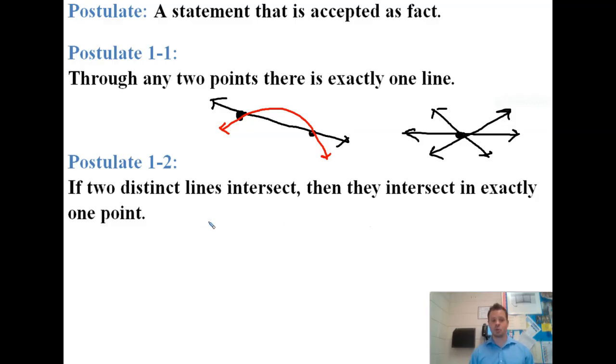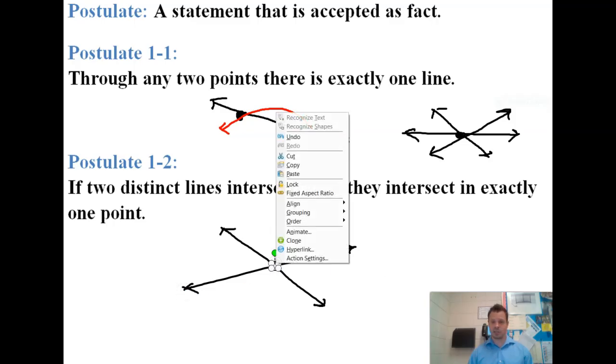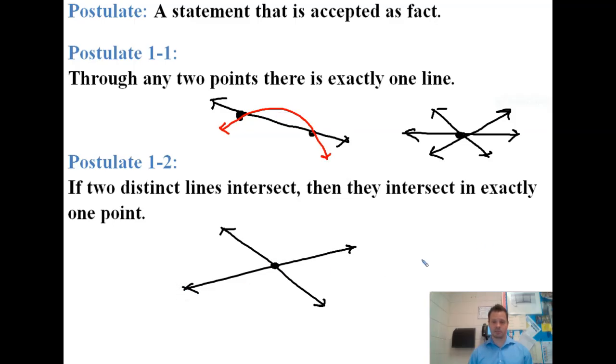Postulate 2, if 2 distinct lines intersect, then they intersect in exactly 1 point. Meaning that if I draw 2 lines together and I make them intersect or run into each other, their intersection is a single point. They come together at 1 point. There's 1 point in space that they share. Again, kind of a common sense statement.